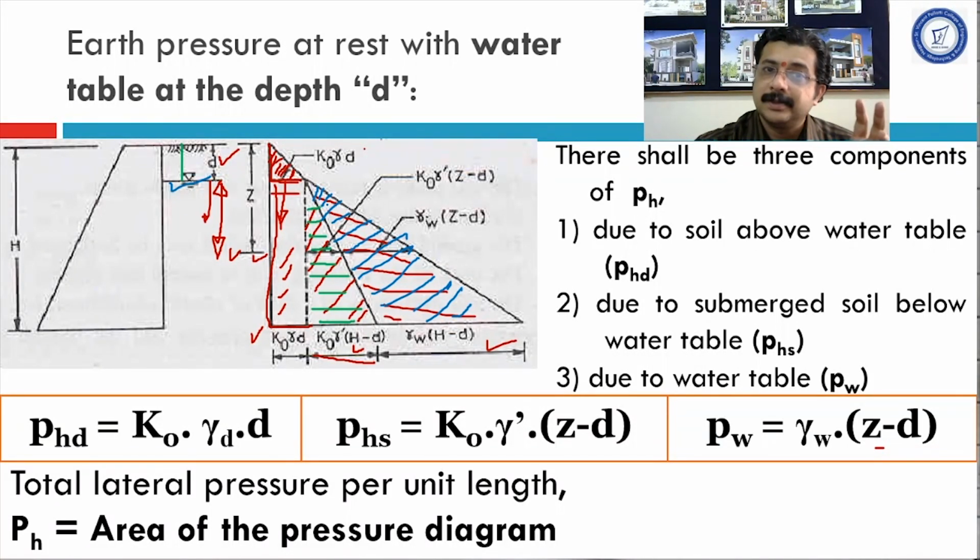The next job is to locate the point of application of this total thrust. How to locate that point of application? Apply Varignon's principle. What does that principle say? The principle says that the moment produced by the resultant or total force about a given point is equal to the algebraic sum of moments produced by its component forces about the same point.